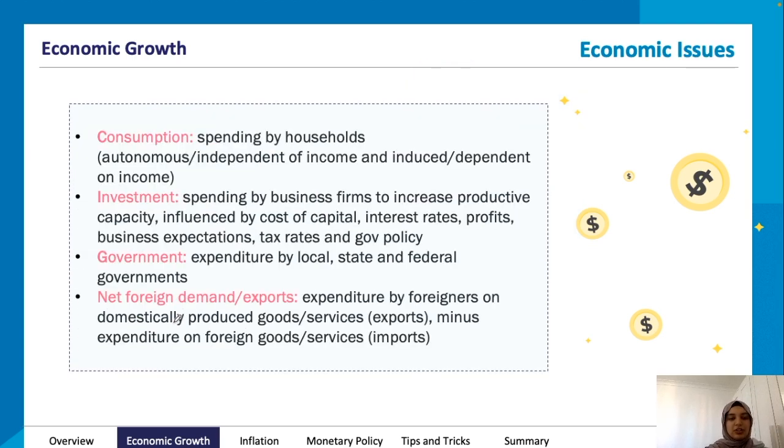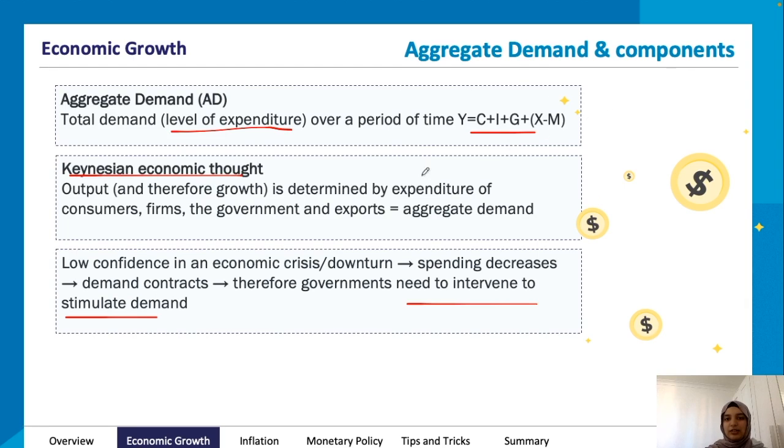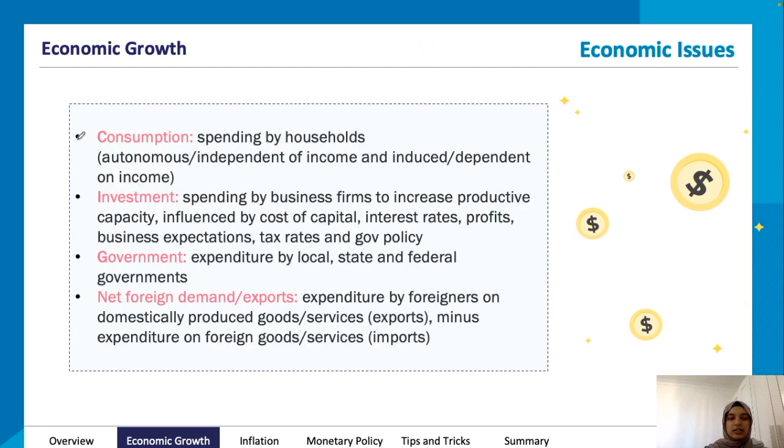So yeah, like I mentioned earlier, this is what's involved over here. C, I, G, plus the net of the export import. So we've got consumption, which is the C, spending by households. It can be autonomous, independent of income, induced, dependent on income, whatever. Investment, which is spending by business firms to increase productive capacity, influenced by cost of capital, interest rates, profits, business expectations, tax rates, government policy. It's a huge, there's like so many things that impact how much investment comes into the country.